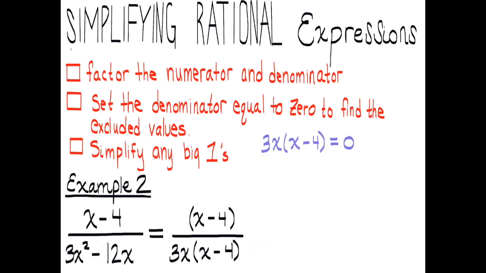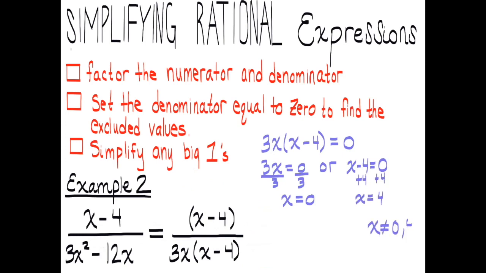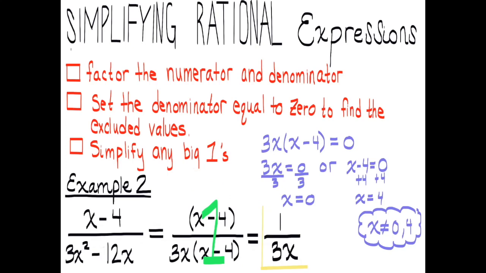And our next step is to set our denominator equal to 0. Now, this is the zero product property: we can rewrite 3x equals 0 or x minus 4 is equal to 0, and solve for x. So that gives us x equals 0 and x equals 4. Now we can cross out that big 1, the x minus 4 over x minus 4, and that leaves us with 1 over 3x.